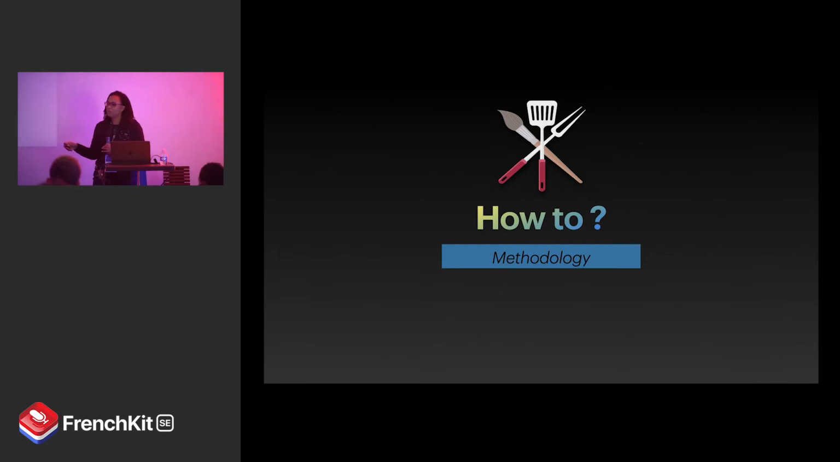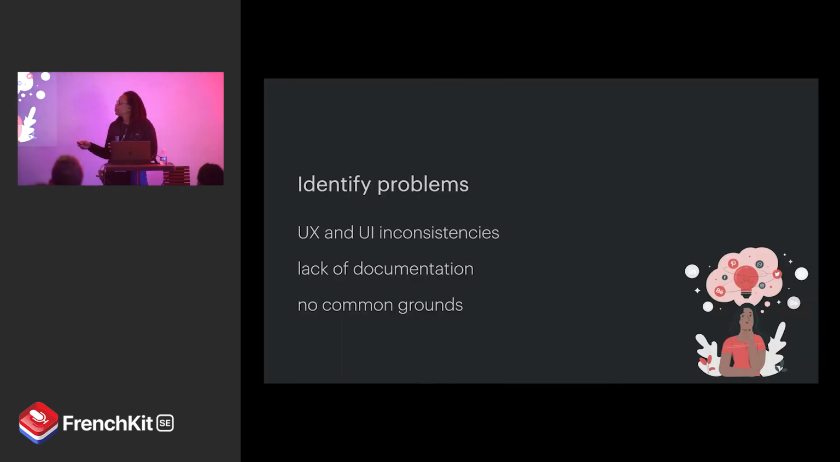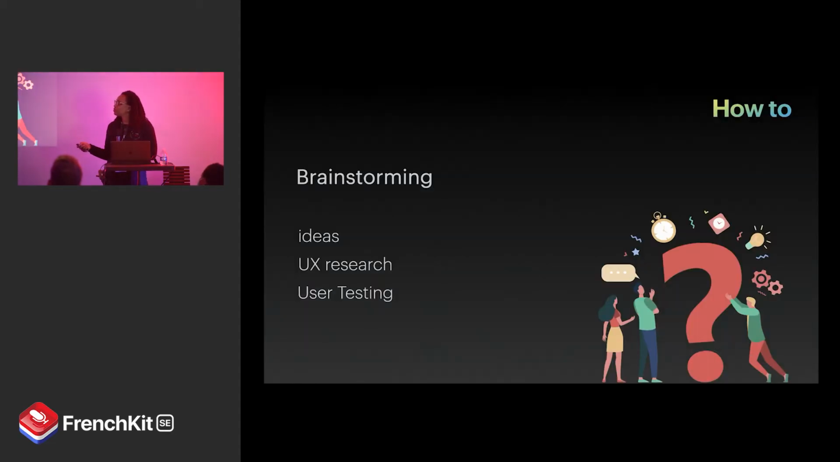So now that we've seen a practical example, I'd like to show you some steps of methodology, from experience, before we go into one showcase with iOS and Swift. What you want to start to do in order to find the right recipe is to find any inconsistencies in the UX and UI because of a lack of documentation or no common ground. Further to that, you want to start doing some research, like UX research, brainstorm ideas, even do some user testing.